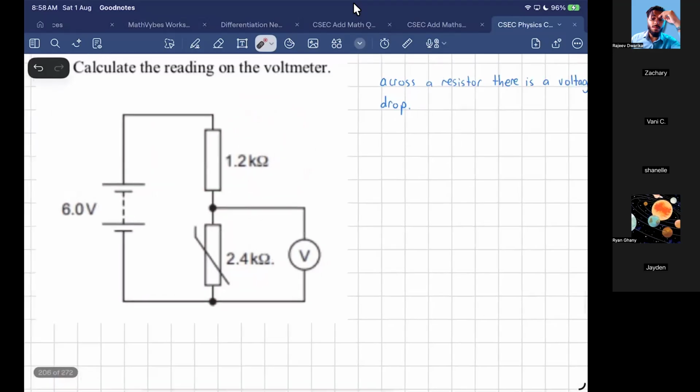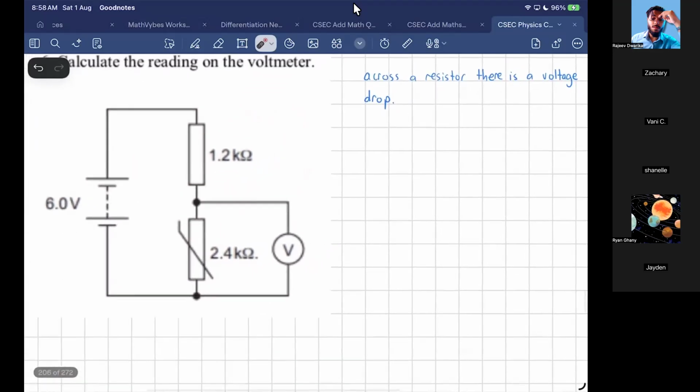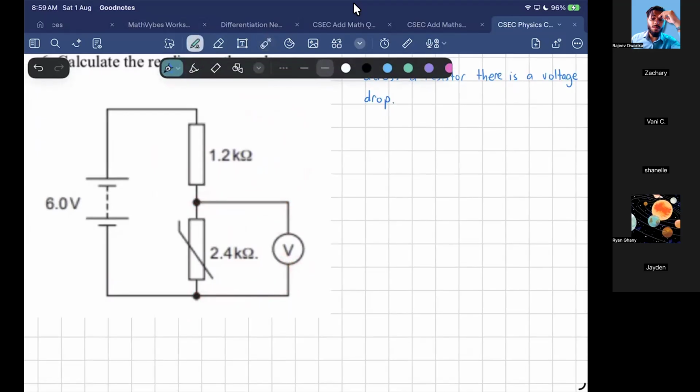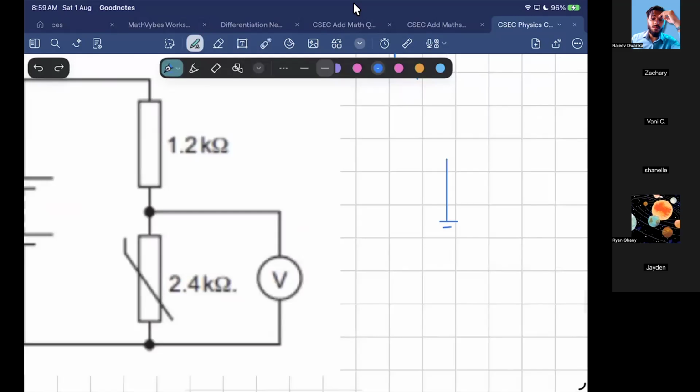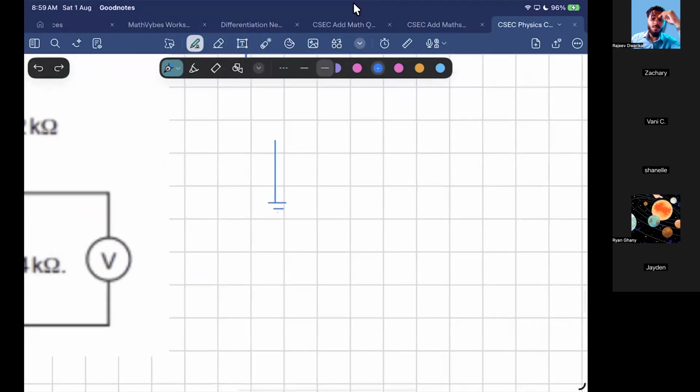So let me show you how to handle a question like this. First things first, we have a voltmeter. Does a voltmeter affect the functionality of a circuit? No. Understand that a voltmeter does not affect the operation of the circuit. So I'm going to draw that circuit independently of the voltmeter. Let's forget that the voltmeter is there for now. We're going to forget it even exists.